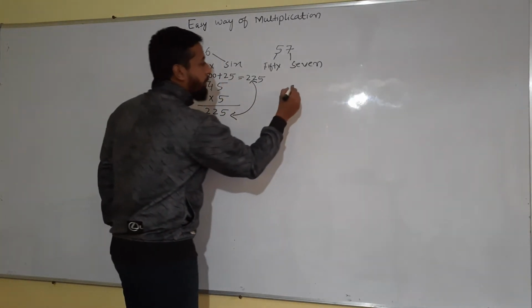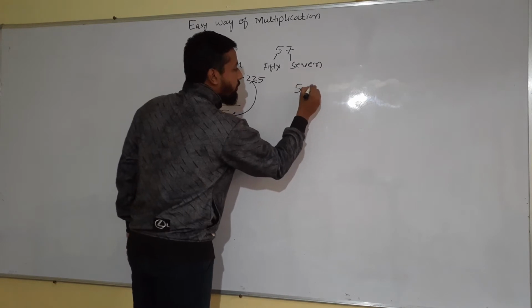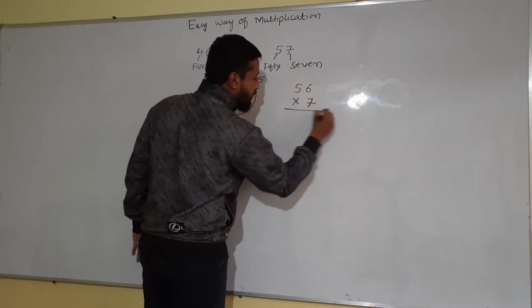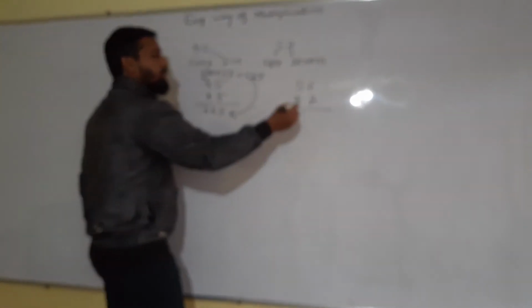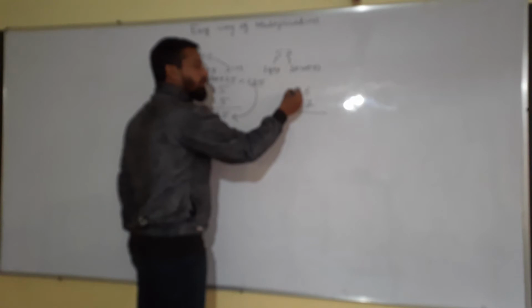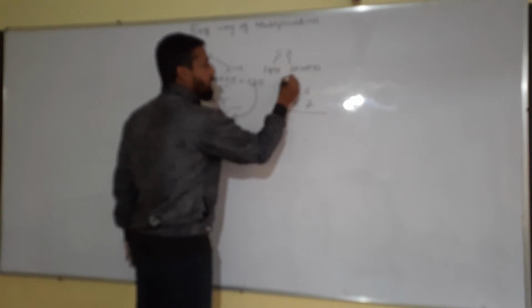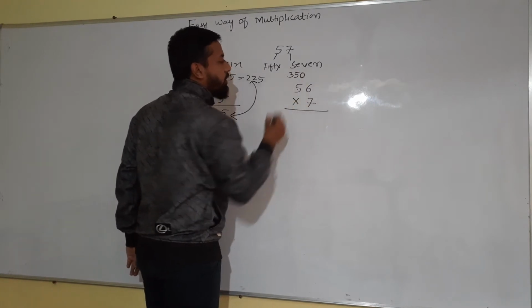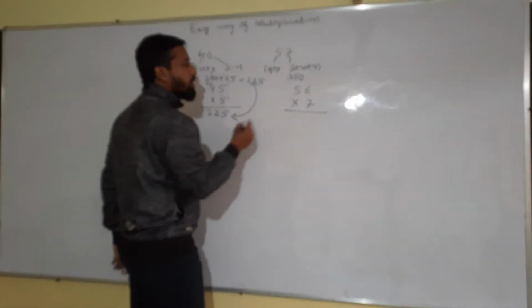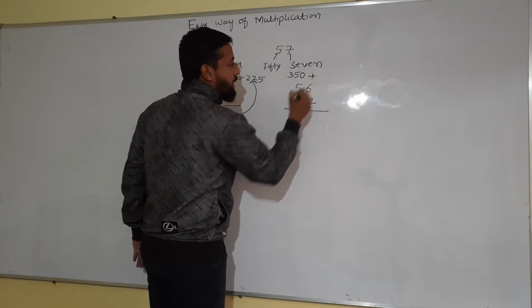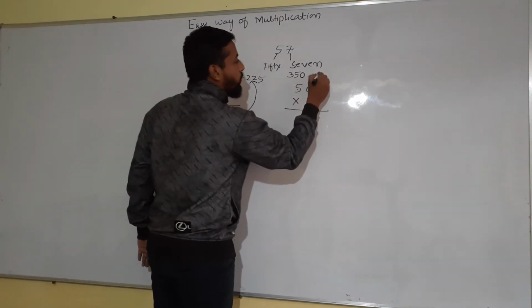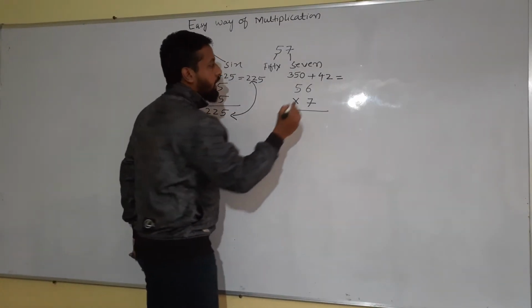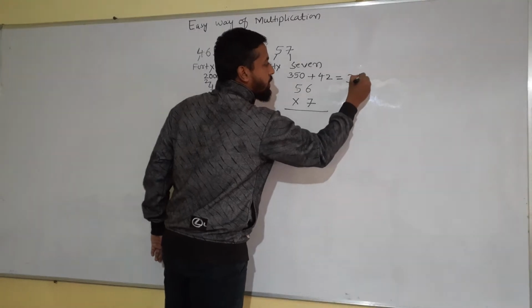We'll take one more example. 56 into 7. 7 5s are 35. As I said, this is 50, so add 1 zero. Then plus 7 6s are 42. 350 plus 42 is equal to 392.